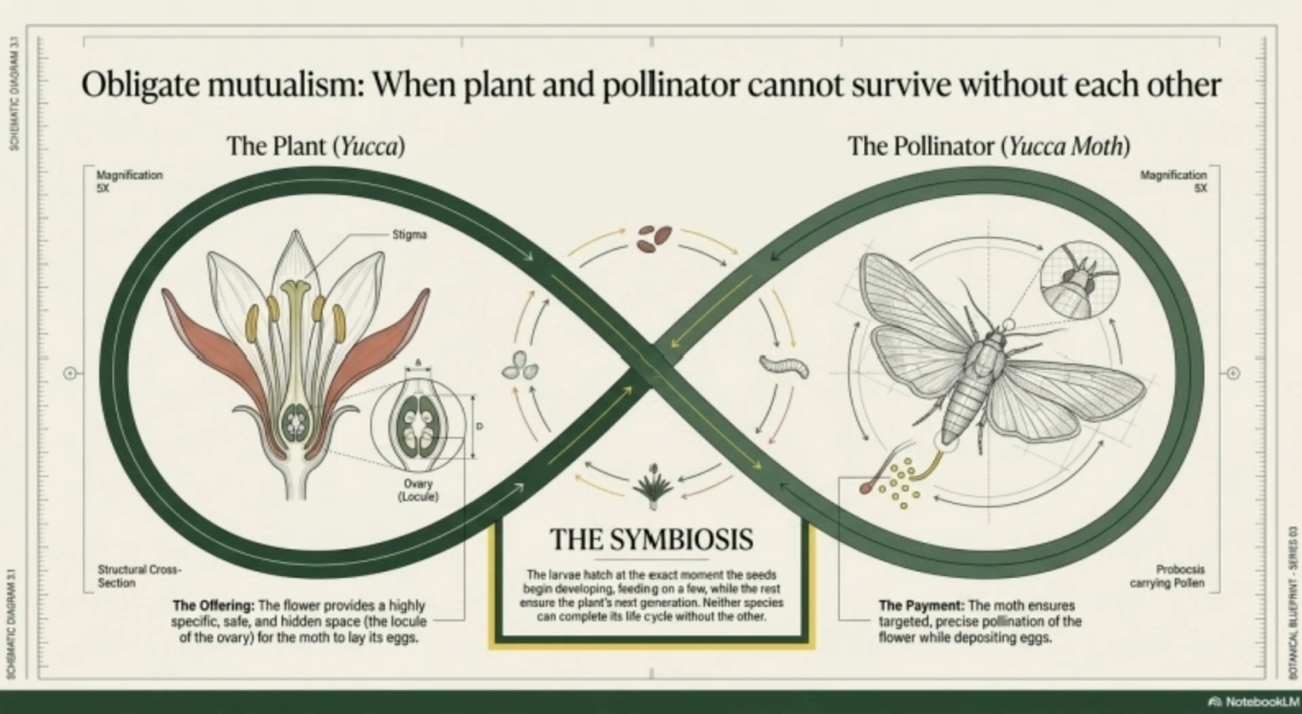Sometimes, this partnership becomes so deep that it turns into obligate mutualism, where neither species can survive without the other. A classic example is the relationship between the yucca plant and the yucca moth. The flower offers a highly specific, safe, hidden space, the locule of its ovary, for the moth to deposit its eggs. In return, the moth uses its specialized proboscis to ensure targeted, precise pollination of that specific flower. The moth larvae hatch at the exact moment the plant's seeds begin to develop, feeding on just a few seeds while leaving the rest to ensure the plant's next generation. They are locked in a beautiful, lifelong evolutionary embrace.